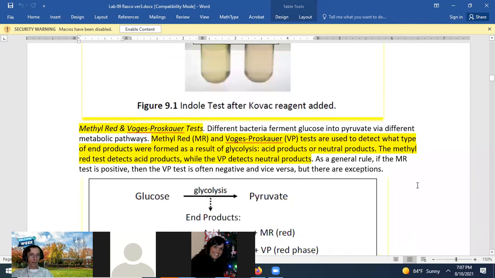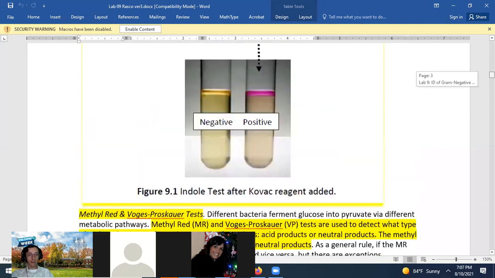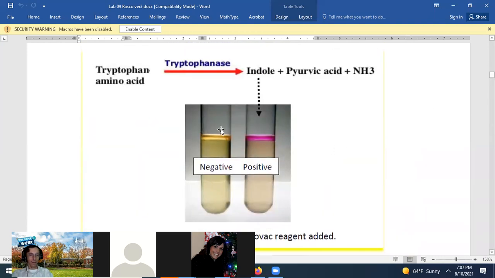All right, any questions about the indole test? Remember with the indole test, you take the solution that the bacteria is grown in, and then you add Kovacs reagent. Kovacs reagent will float on top of the aqueous media, and that's why it's going to be on top.